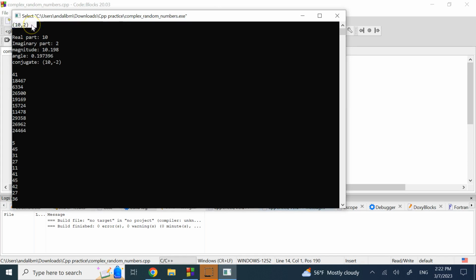The number is 10 and 2. So you're not going to see 10 plus 2i as you saw in MATLAB, or 10 plus 2j. It's just 10 and 2. When you put it inside parentheses, that means it's a complex number.